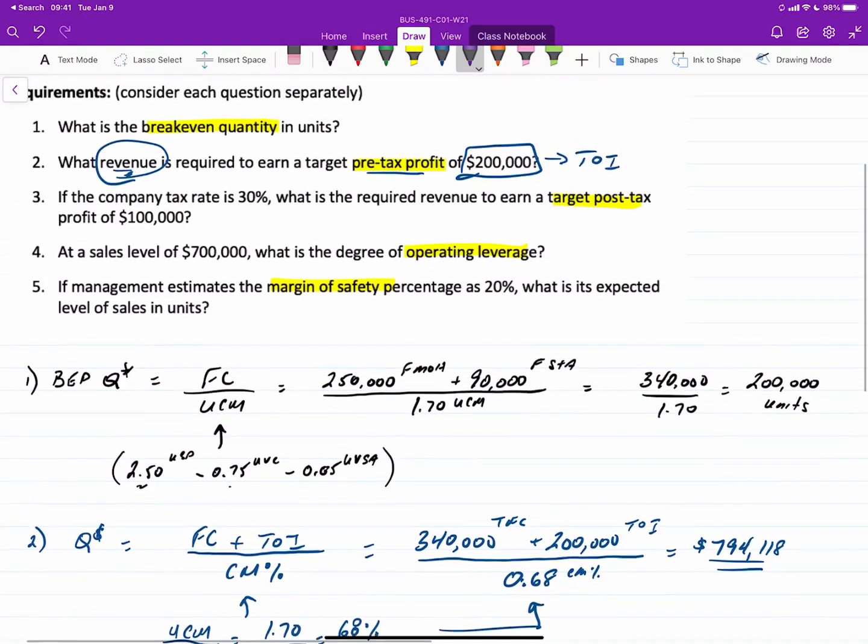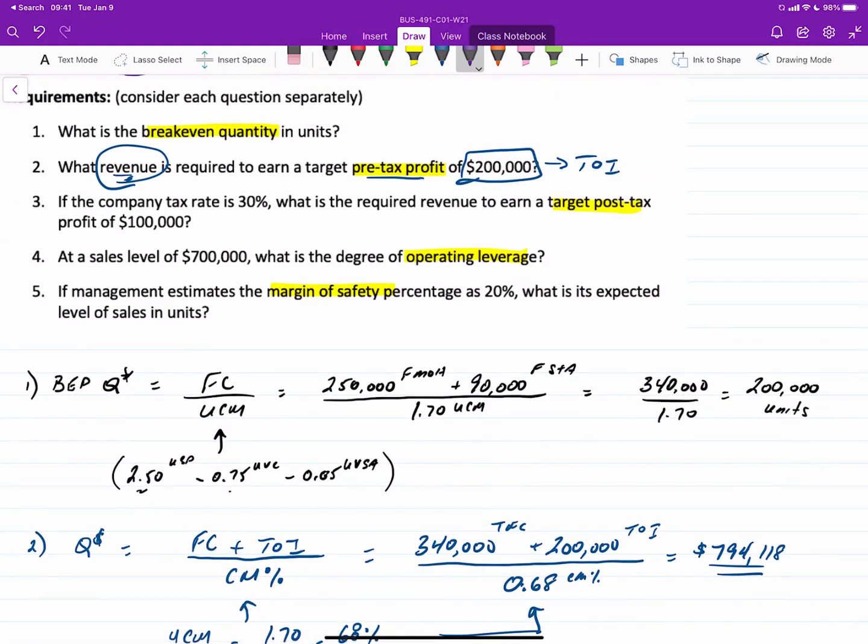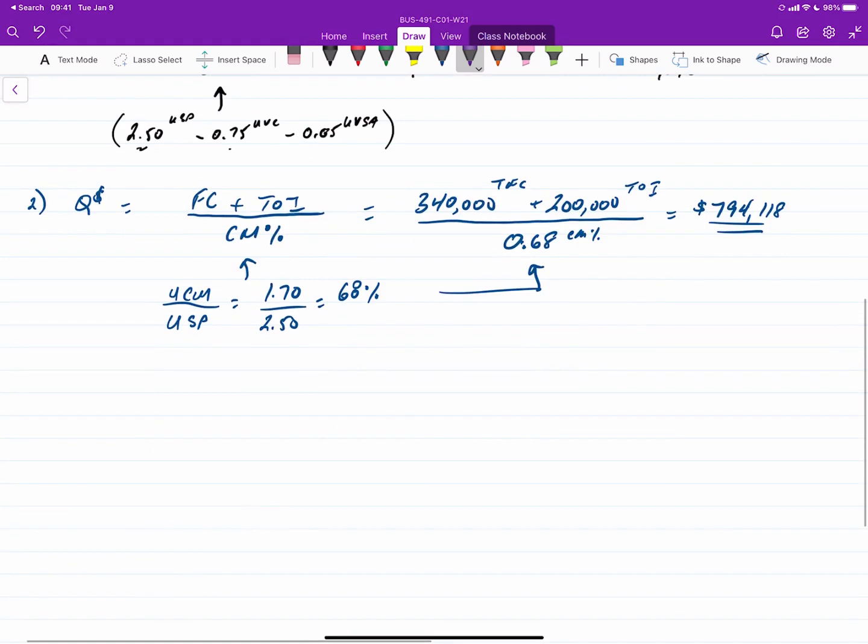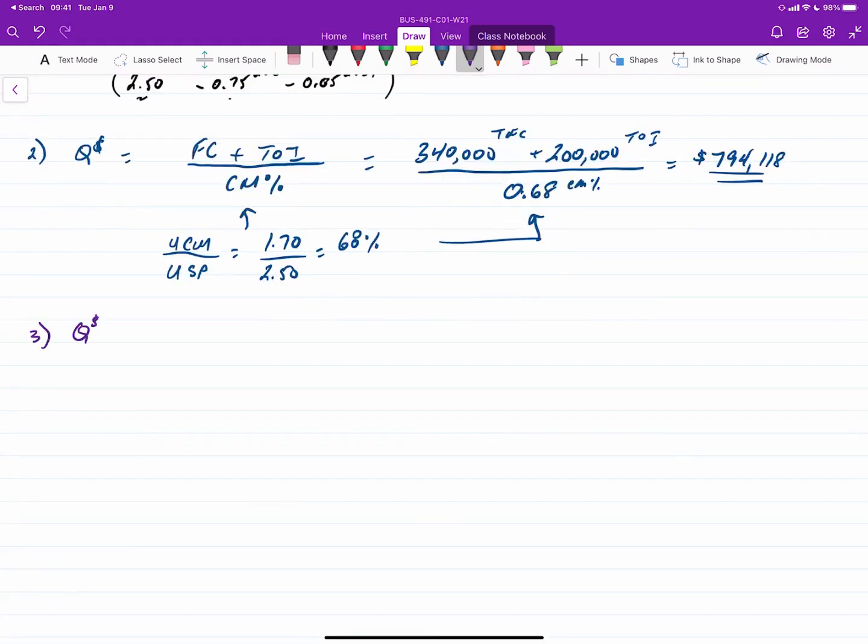All right, our next requirement, number 3, is to look at determining a post-tax or after-tax net income, which in our previous lessons I referred to as TNI, target net income. And the company has a corporate tax rate of 30%, and we're looking for a TNI of $100,000. To solve this one, again, we're looking for some revenue quantity, and that's going to be equal to fixed costs plus our target operating income, but we determine our target operating income as the target net income divided by 1 minus the tax rate.